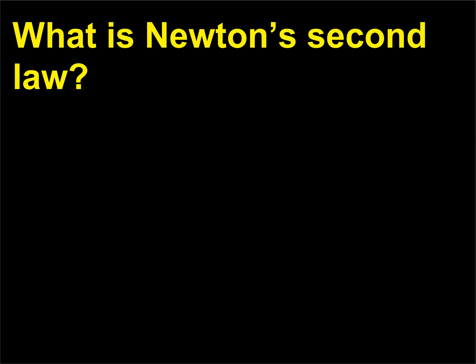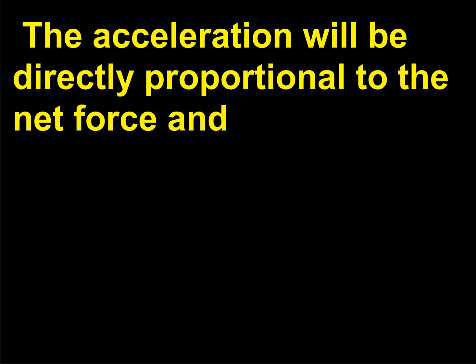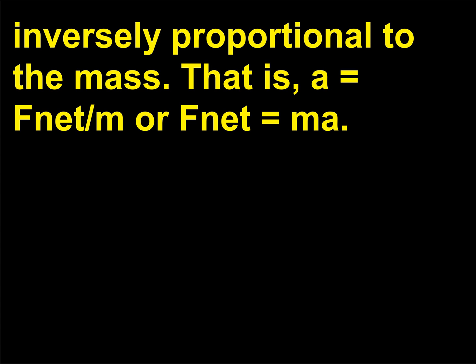What is Newton's second law? If a net force acts on an object, it will accelerate in the direction of the force. The acceleration will be directly proportional to the net force and inversely proportional to the mass. That is, a equals Fnet/m or Fnet equals ma.